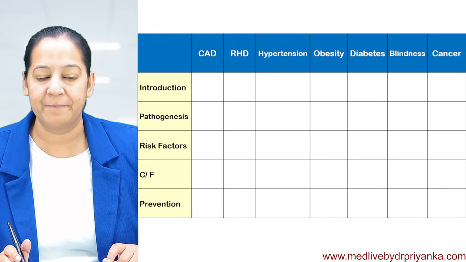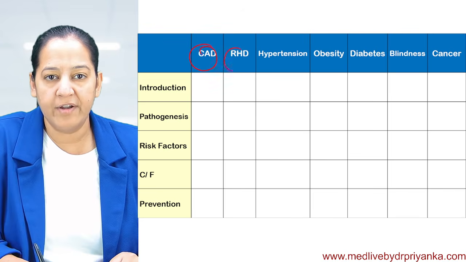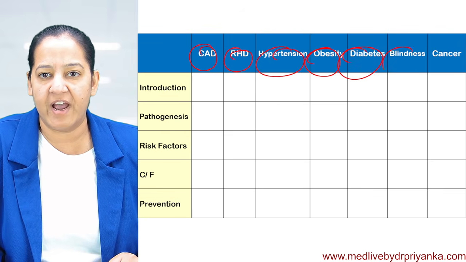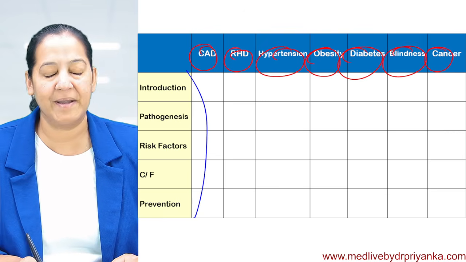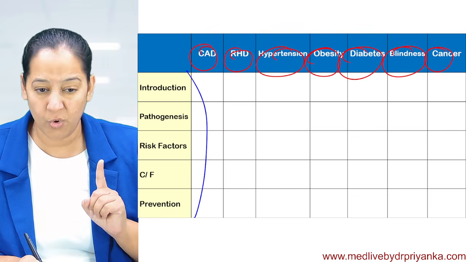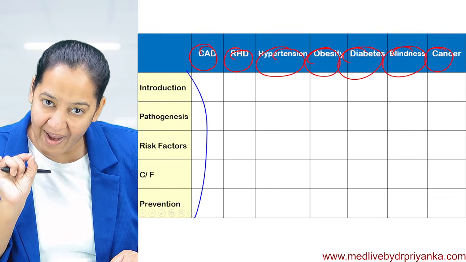You can see these 7. And this is the fixed set of headings under which we are going to cover them. So you can see 1, 2, 3, 4, 5, 6, 7. The 7 NCDs we will cover under a fixed set of headings, and this is the master chart. So please don't waste your time. Take out your notebook and pen and start filling this with me right away.